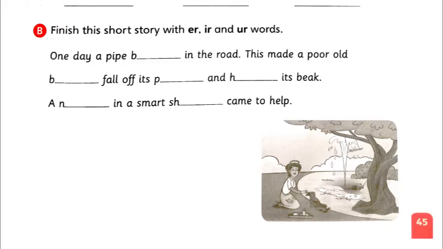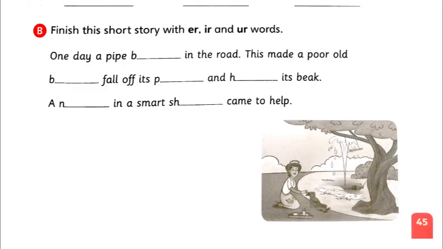One day a pipe, and they have given us the first letter of the word, B. So what can we write with the sound? We can write burst, no, the word burst, B-U-R-S-T. So you can see the sound there, no, in the word burst. So it will be one day a pipe burst in the road.